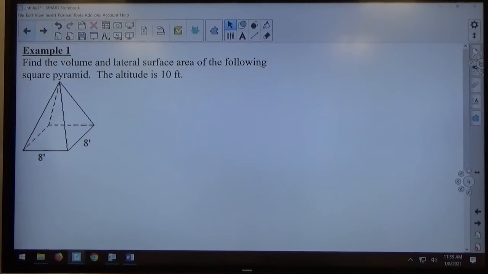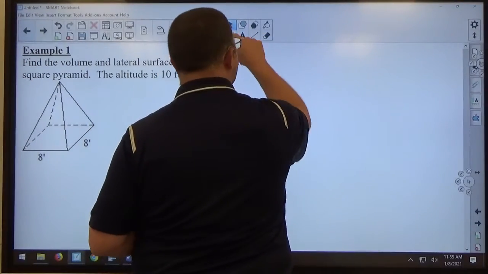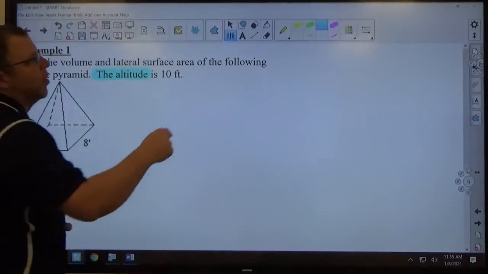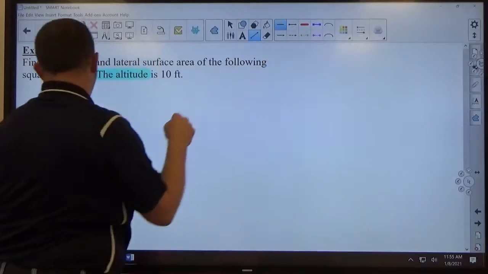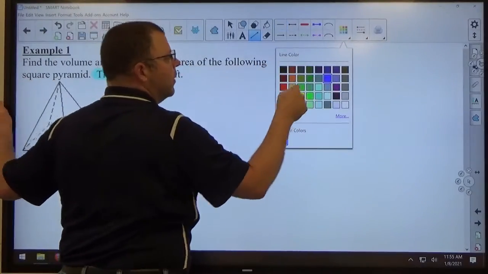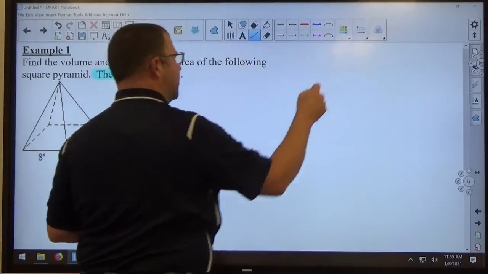All right, example 1. We're supposed to find the volume and lateral surface area of a square pyramid. The altitude is 10 feet. Okay, first off, when you see the word altitude, the altitude of a pyramid is the length from the very top of the pyramid perpendicular to the base. So typically we draw a dashed line to represent the altitude.